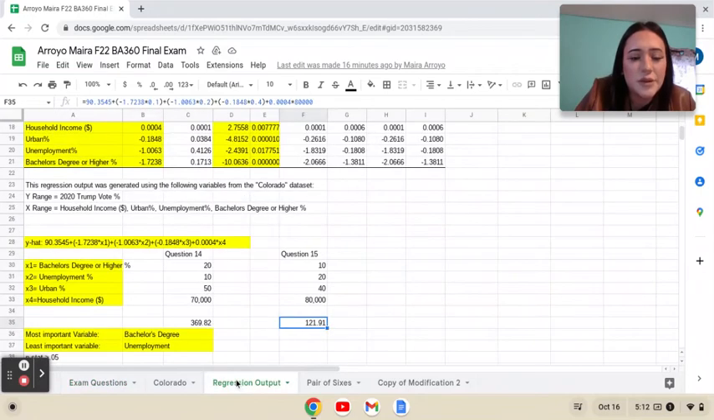I did these right here. Question 14 is right here. I did the 20%, 10%, 50%, and the household income, so I wouldn't have a huge equation again. If you click right here, here's my equation up here, how I solved that. I just inserted each value where x1, x2, x3, and x4 are.